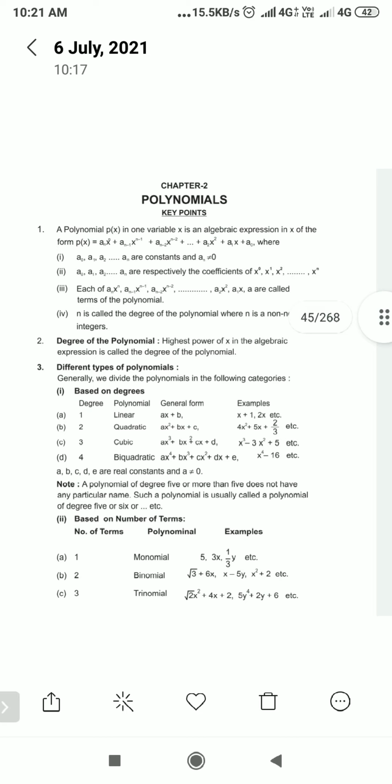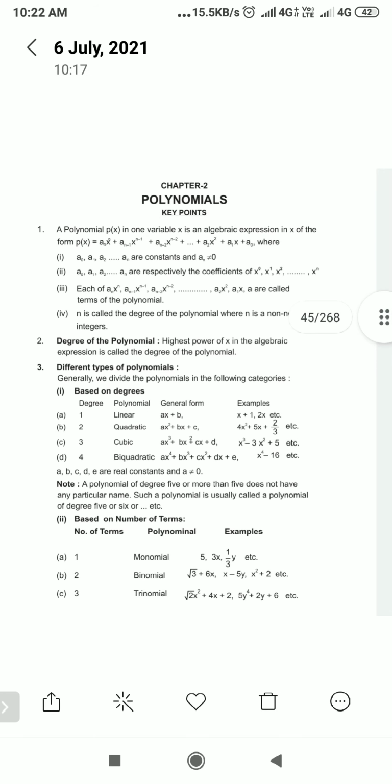That means if you have taken the example as 2x cube plus 3x square, there are two terms in the polynomial. First is 2x cube and second is 3x square. Basically class, the terms are separated by plus and minus sign. Last is n, the degree of the polynomial, where n is a non-negative integer.